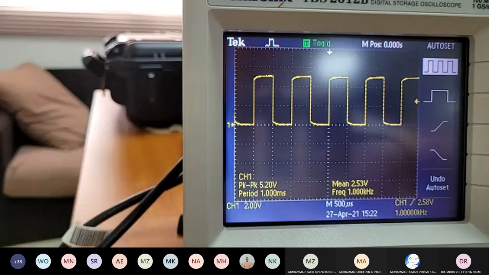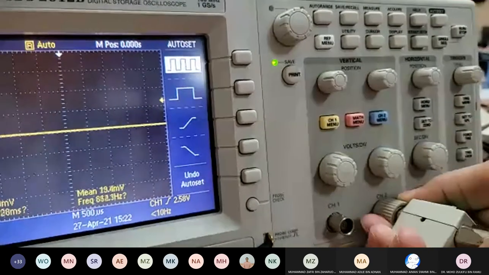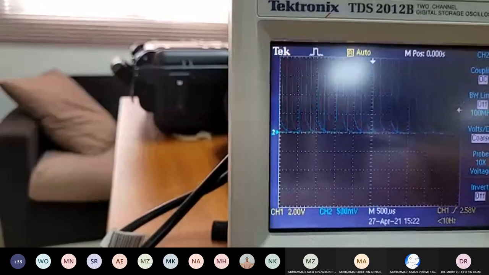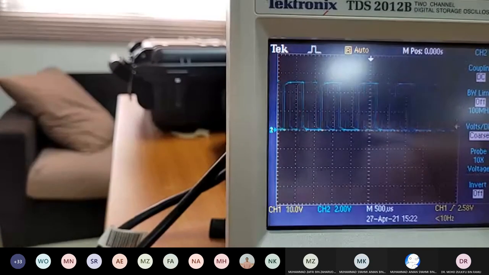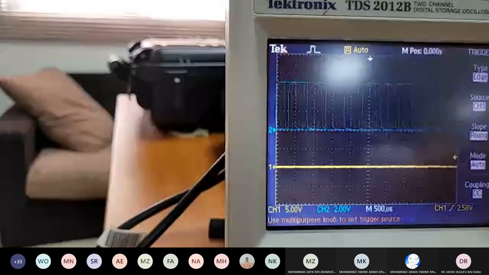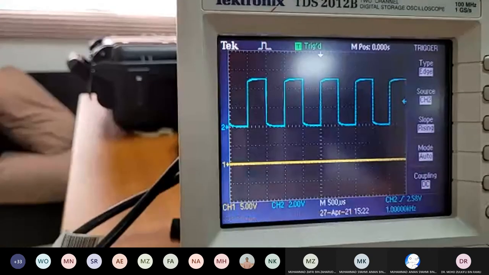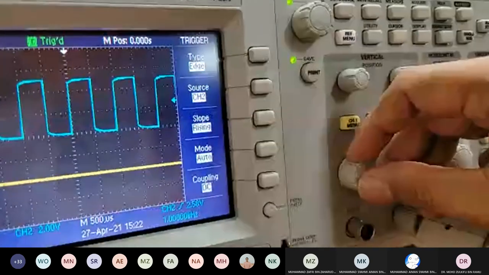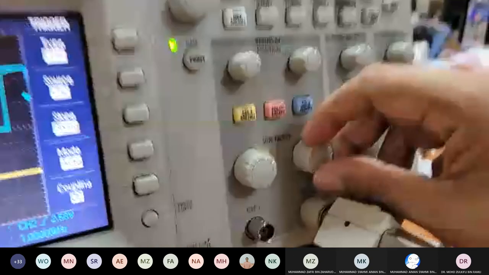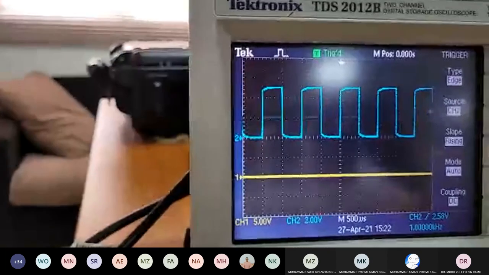So if I change to channel 2, I change the probe to channel 2, I have to turn on channel 2. So you can see channel 2. Dia warna biru tu lah. So for channel 2, kita kena trigger dulu. So this is channel 2. So if I change the volt division, nampak ni? Ini channel 1. So this is for channel 2, warna biru.